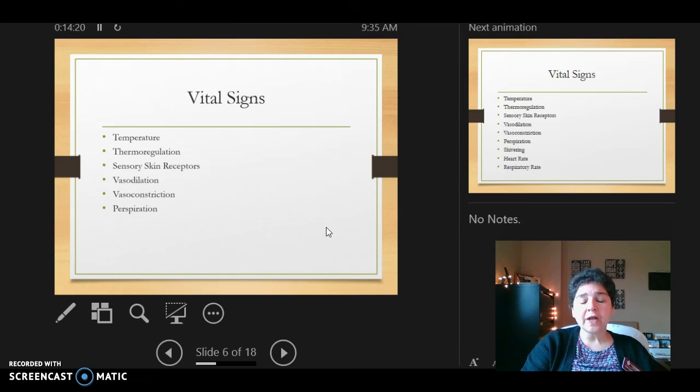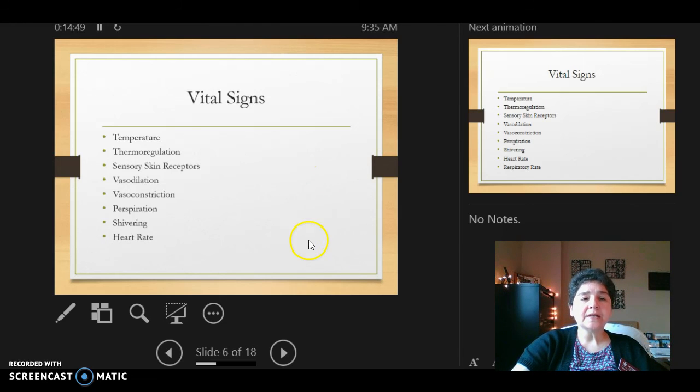When our temperature is affected, our body may perspire. Anybody who's ever done a workout knows that the more we work out, the hotter our internal temperature gets, and to cool ourselves off, our body perspires. Shivering is another thing. If we get too cold, our body will shiver in a way to try and make us more warm.